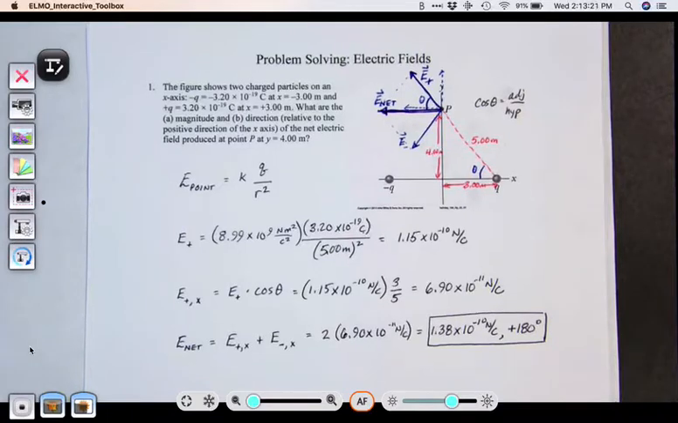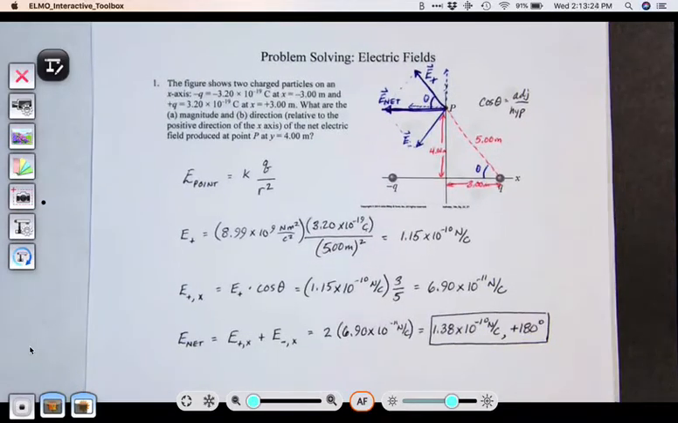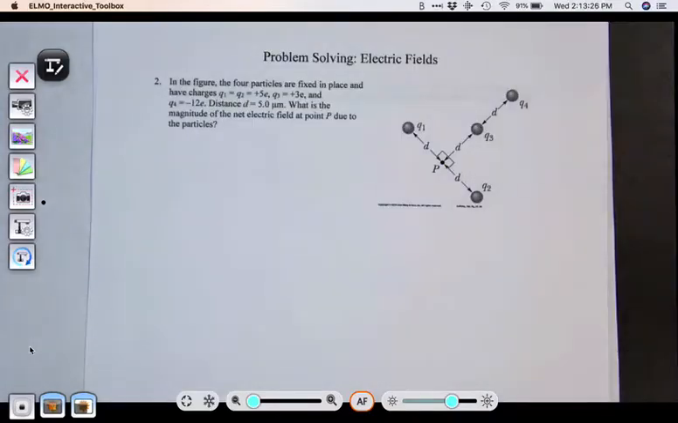All right, problem 2 in this problem set is kind of a similar setup. In the figure, the 4 particles are fixed in place and have charges of, let's see, Q1 and Q2 are each 5e, Q3 is 3e, and Q4 is minus 12e. If you've not seen e before, e is the fundamental electric charge. It's the charge on one electron. It's 1.6 times 10 to the negative 19 coulombs. And we'll go ahead and plug that in if and when we need it.